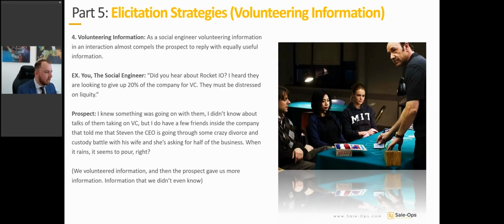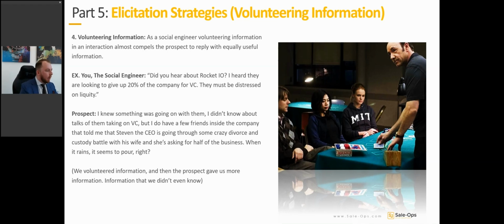Fourth, volunteering information. As a social engineer, volunteering information in an interaction almost compels the prospect to reply with equally useful information. So here's an example. Did you hear about Rocket.io? I heard they are looking to give up 20% of their company for VC. They must be distressed and super illiquid. The prospect automatically responds and says, I knew something was going on with them, dude.